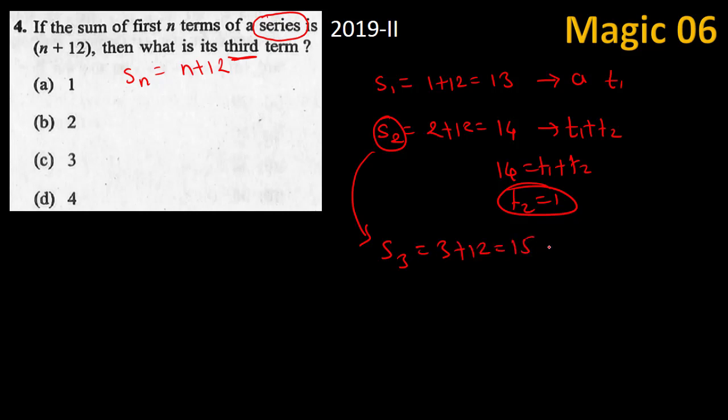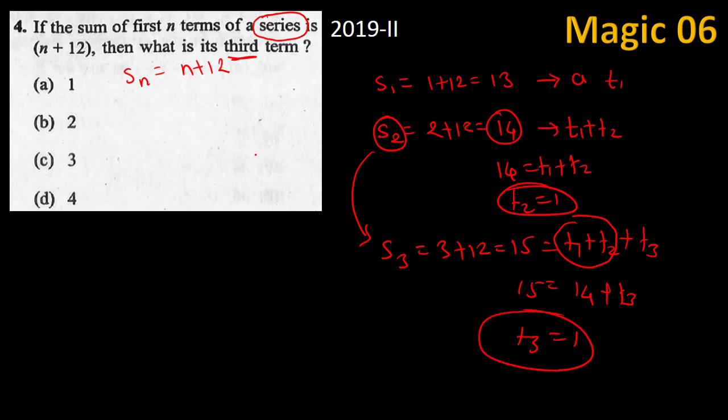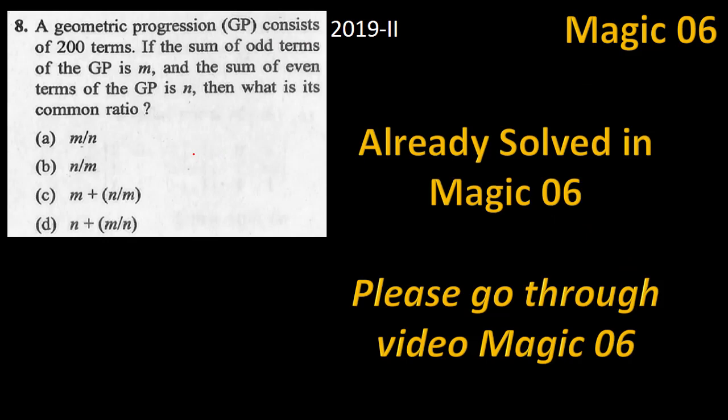And S3 is nothing but T1 plus T2 plus T3. And T1 plus T2 we already know, that is 14. So it is 14 plus T3, and that is 15. So T3 is equal to 15 minus 14, which is 1. So the answer is A. Both were simple questions. Just use the power of substitution method.